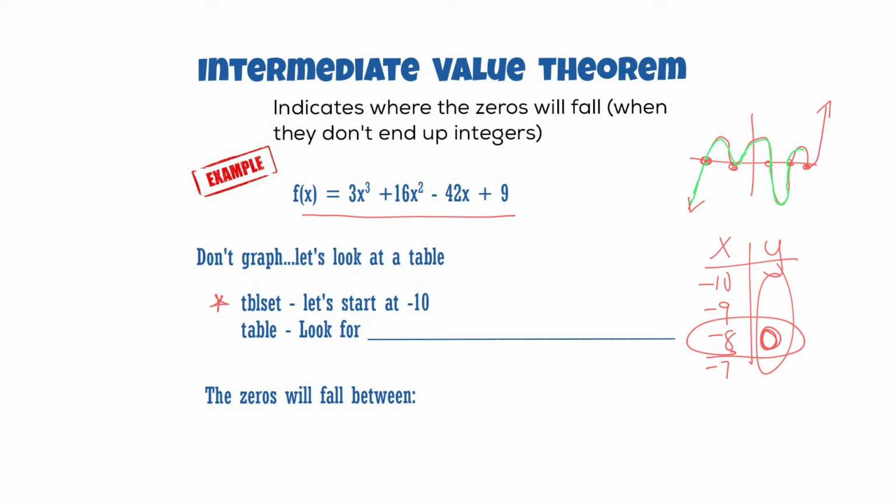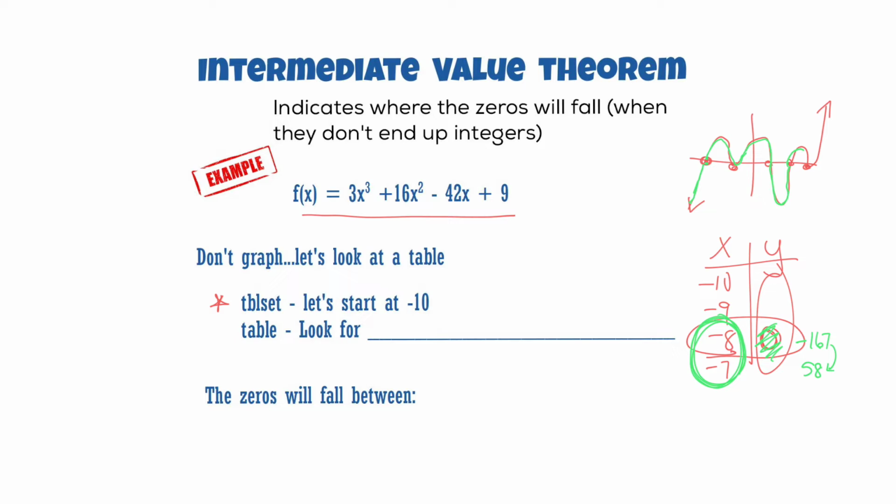So if you look at your table, and I started at negative 10 because I thought that'd give us plenty of room, and you're scrolling through the y values and looking for when it switches from positive to negative. When I look at mine, I can see at negative 8, I have a negative 167. And then at negative 7, I have a positive 58. Right there, it switched from negative to positive, which means it went from being below the axis to above the axis, and the only way that happened is if there was a 0 somewhere between negative 8 and negative 7.